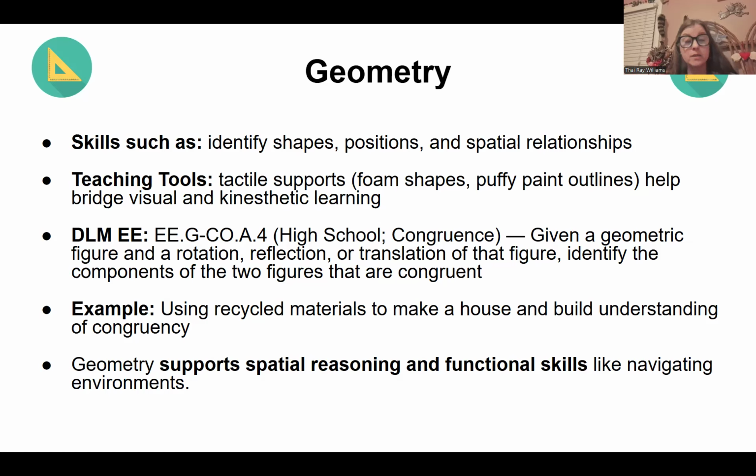An example of an activity you might do in class is using some kind of recycled materials to build a house, because that really can build an understanding of congruency. So, if we have a window on this side, we need to also have a window on this side. And again, that ties it to things that the students know in real life, again, recycled materials.